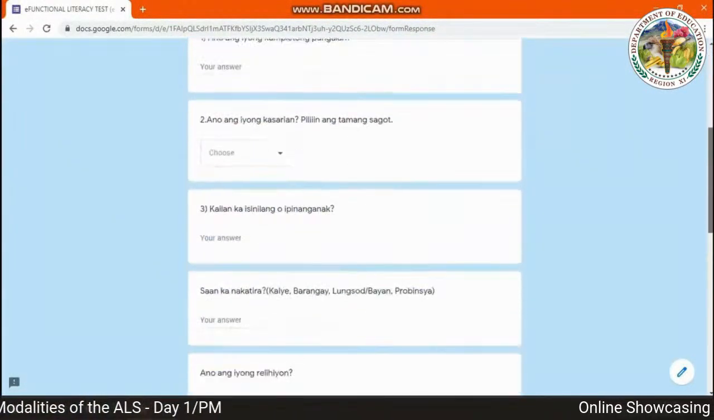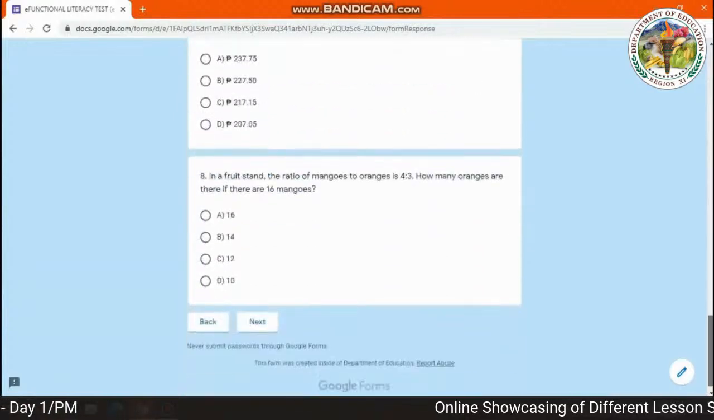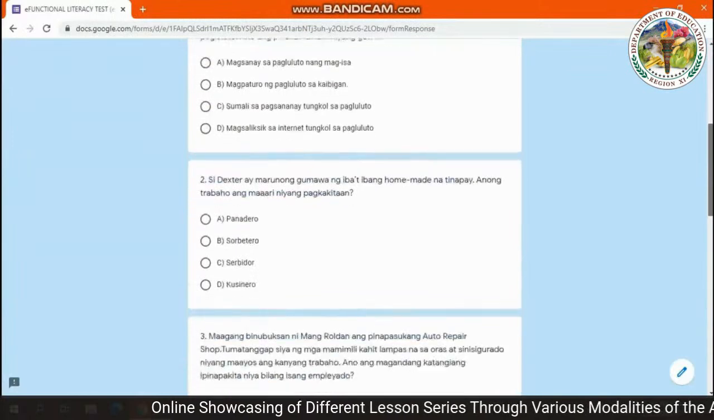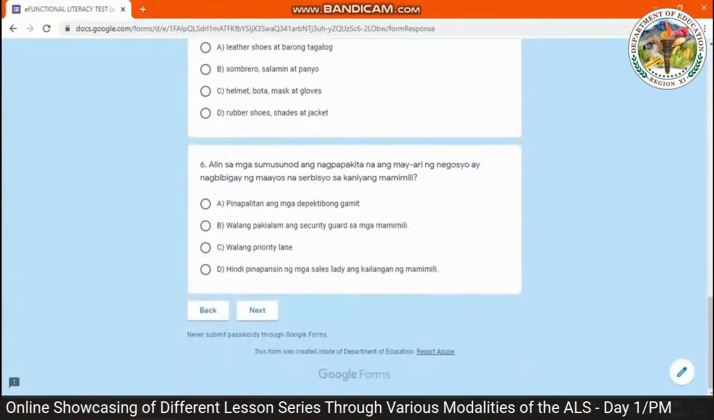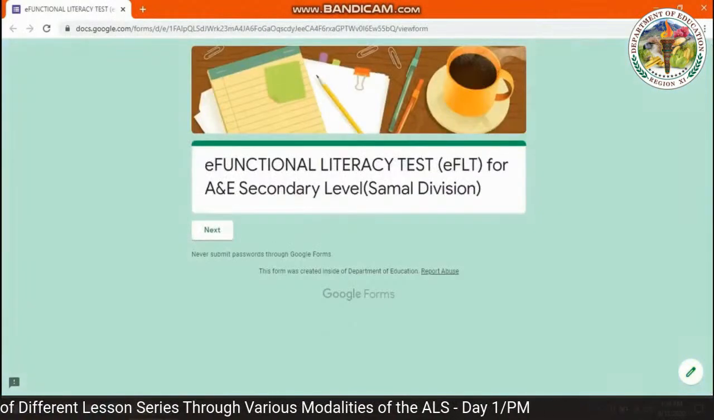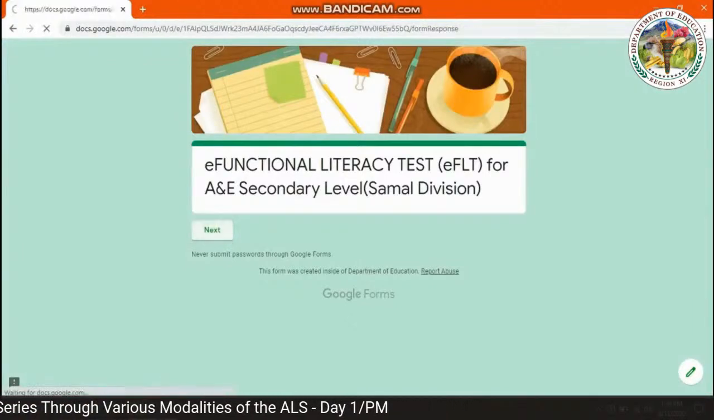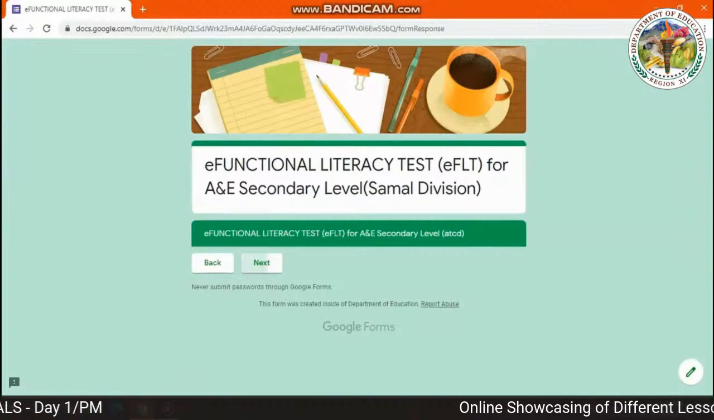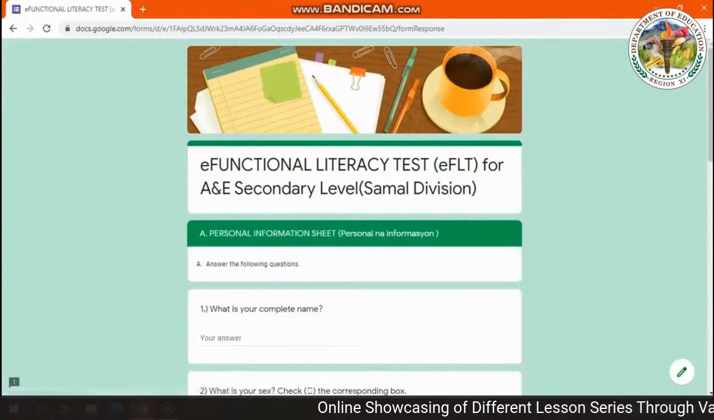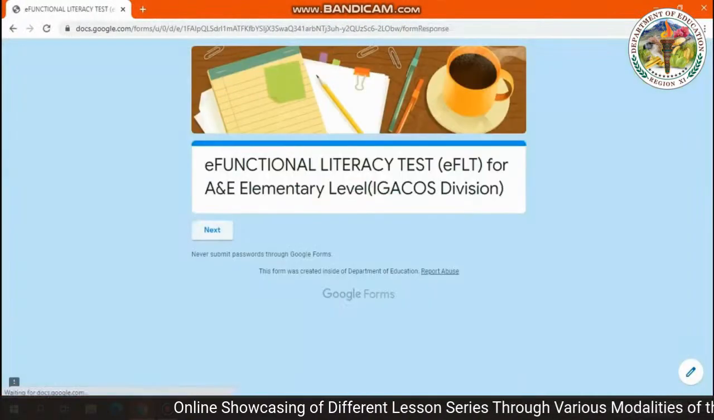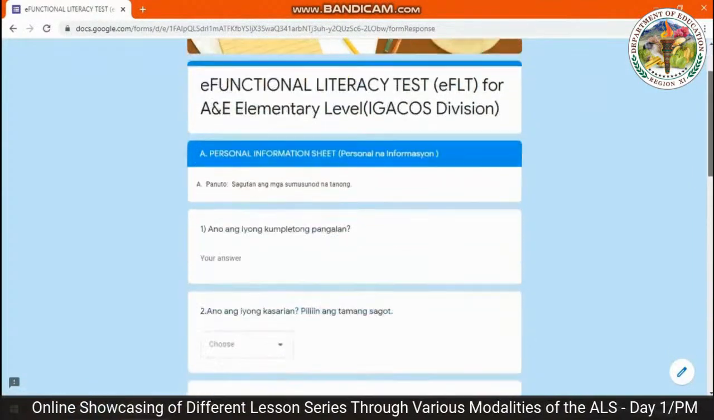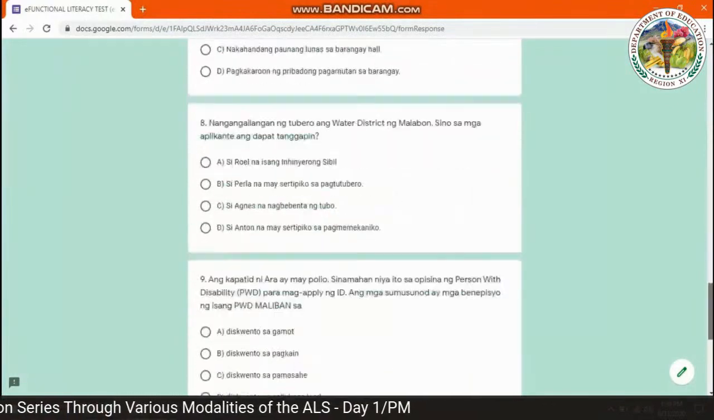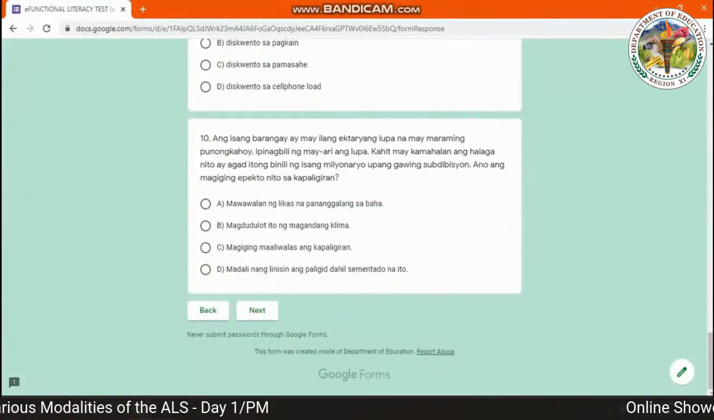EFLT. We provide an alternative for the learner who cannot take the diagnostic test, and that is what we call EFLT. There are 2 links available. One is for the elementary level, and the other one is for the secondary level learner. The response of the learner will be directed to his implementer because this will serve as the basis for the intervention that the implementer will provide for that learner.